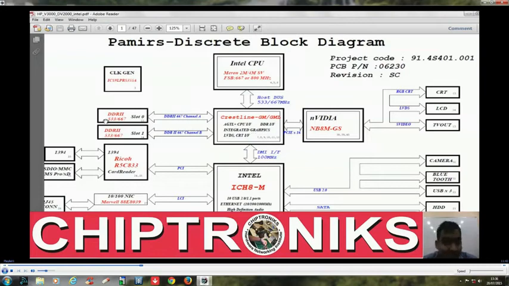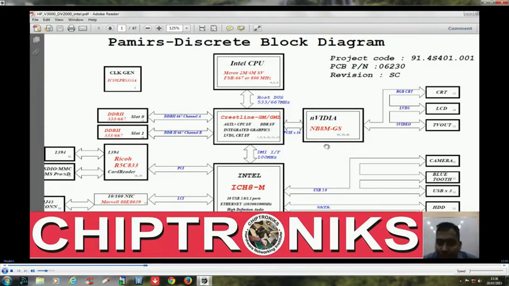One is the display controller for transferring display to the output. The output may be CRT, LCD, or TV out as video. For LCD we have the LVDS connection, and for CRT we have the VGA connection. So the display controller has two parts.